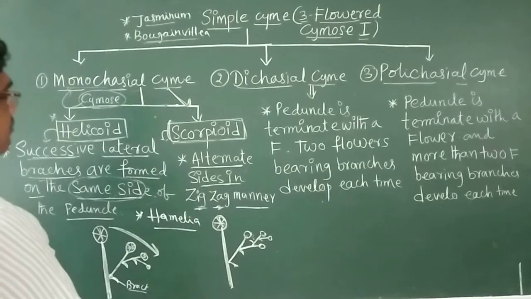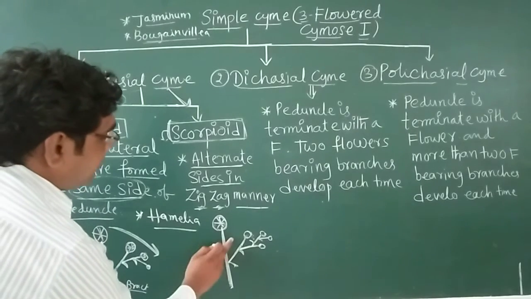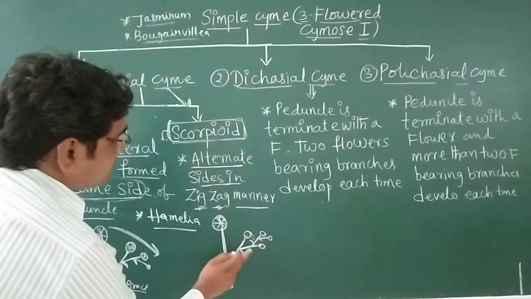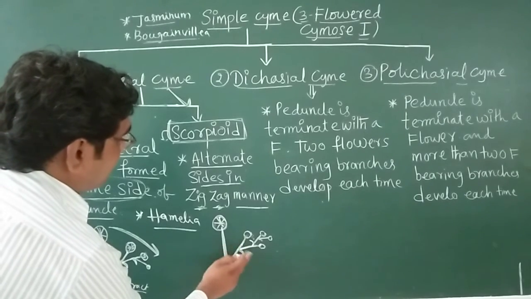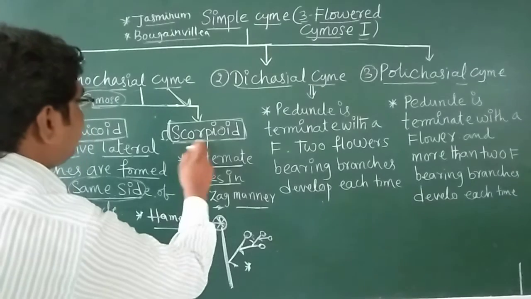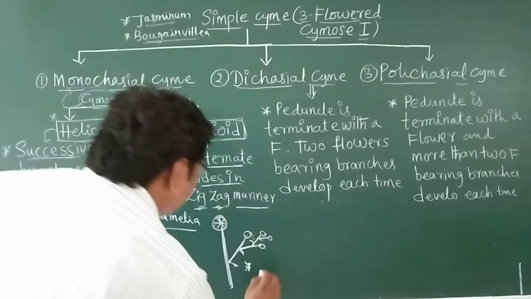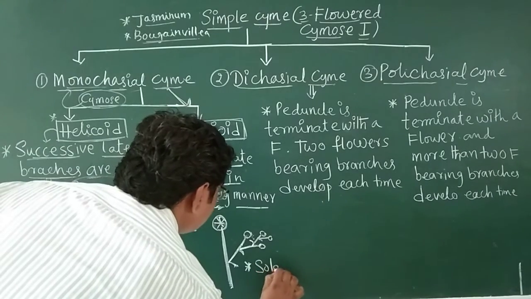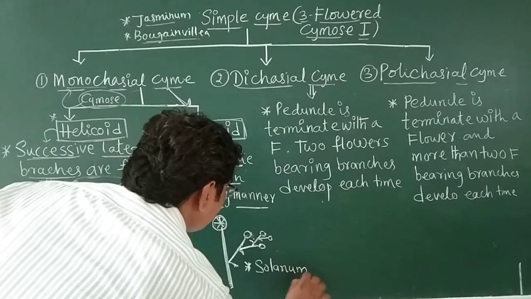In scorpioid monochasial cyme, the flowers are formed in a zigzag manner. Okay? So what is the example of the scorpioid monochasial cyme? Example, that is Solanum.